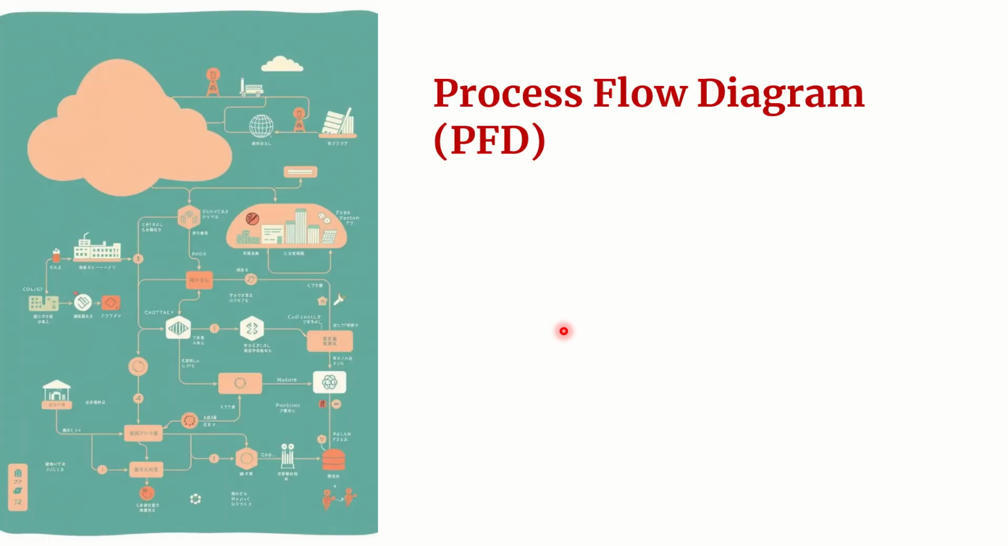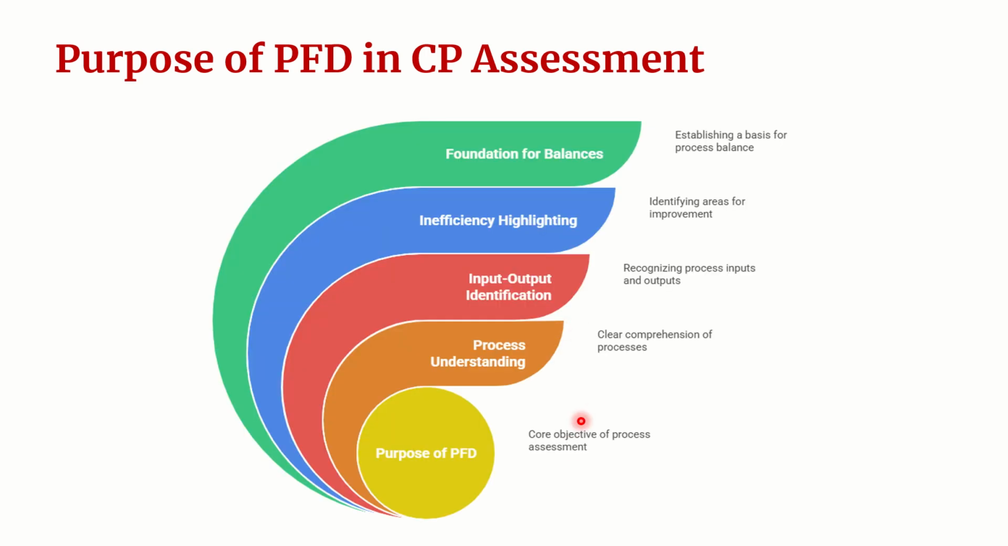Next topic, process flow diagram. So the process flow diagram is a visual representation of the entire production process or a specific unit operation or unit process, showing the sequence of steps, inputs, outputs, and also intermediate streams. So what are the purposes of process flow diagram in cleaner production assessment? What are the core objectives?